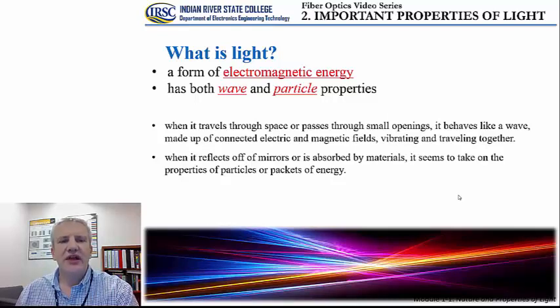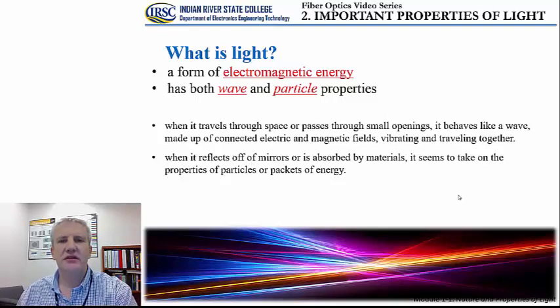So for example, when the light travels through space or passes through small openings, it is going to behave like a wave, similar to water waves or sound waves to a certain level. So in other words, light is going to behave as if it's made up of connected electric and magnetic fields that are vibrating and traveling together.